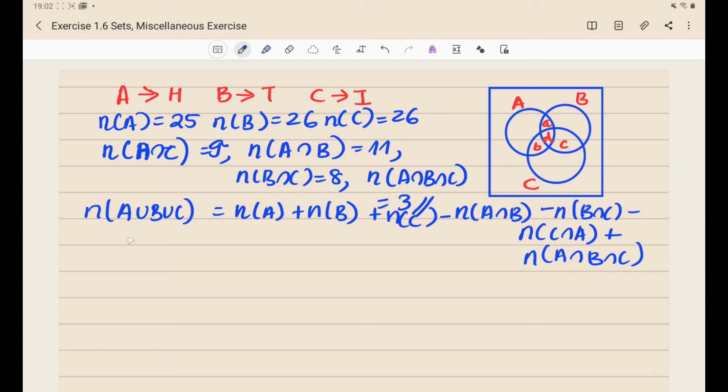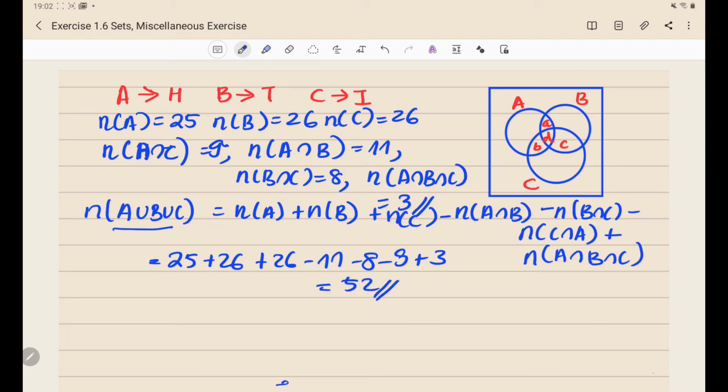Now back to the problem, let's find the number of people who read at least one of the newspapers. That is the number of elements of A union B union C. That is 25 plus 26 plus 26 minus 11 minus 8 minus 9 plus 3, and that is 52. So 52 people read at least one of the newspapers. Now we have to find the second part, the number of people who read only one newspaper, exactly one newspaper.